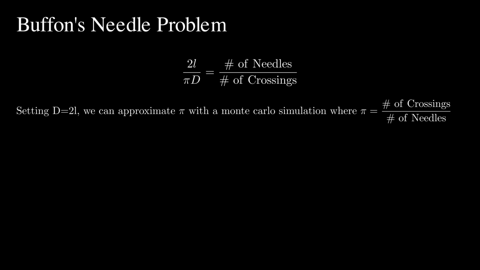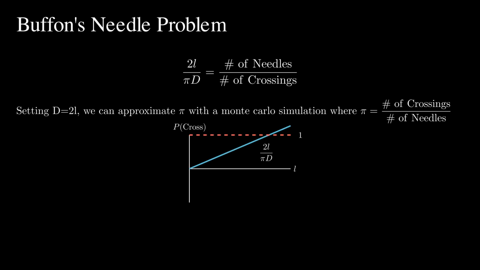Mathematicians like this problem since it gives us a way to approximate pi using a simulation. This type of simulation, where randomness is used to find some numerical value, is called a Monte Carlo simulation, and it's an elegant way to approximate pi. But this is just the surface of Buffon's needle.